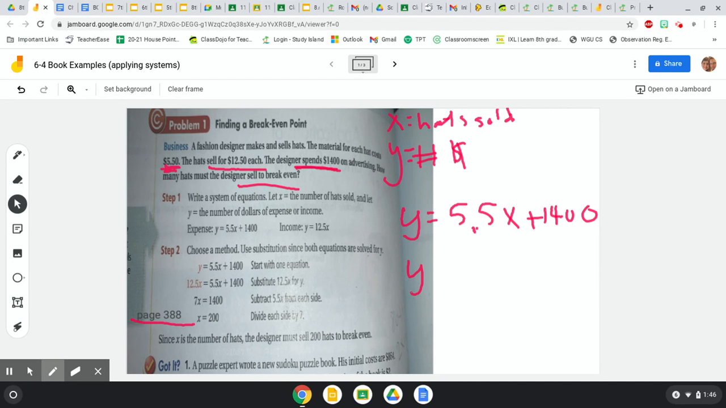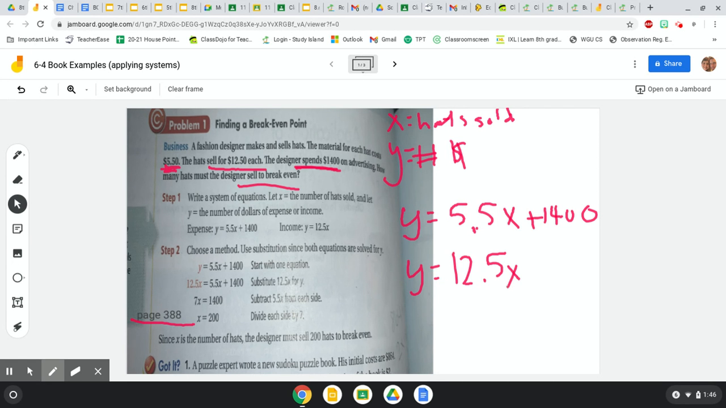Then the next equation, you have Y equals, which again is just the total amount of money. But in this case, we're talking about how much they're making, how much they're selling it for. They're selling it for $12.50 each, and there's nothing else that they're selling or charging. So $12.50 per hat, and again, X is hats, is going to be my next equation.